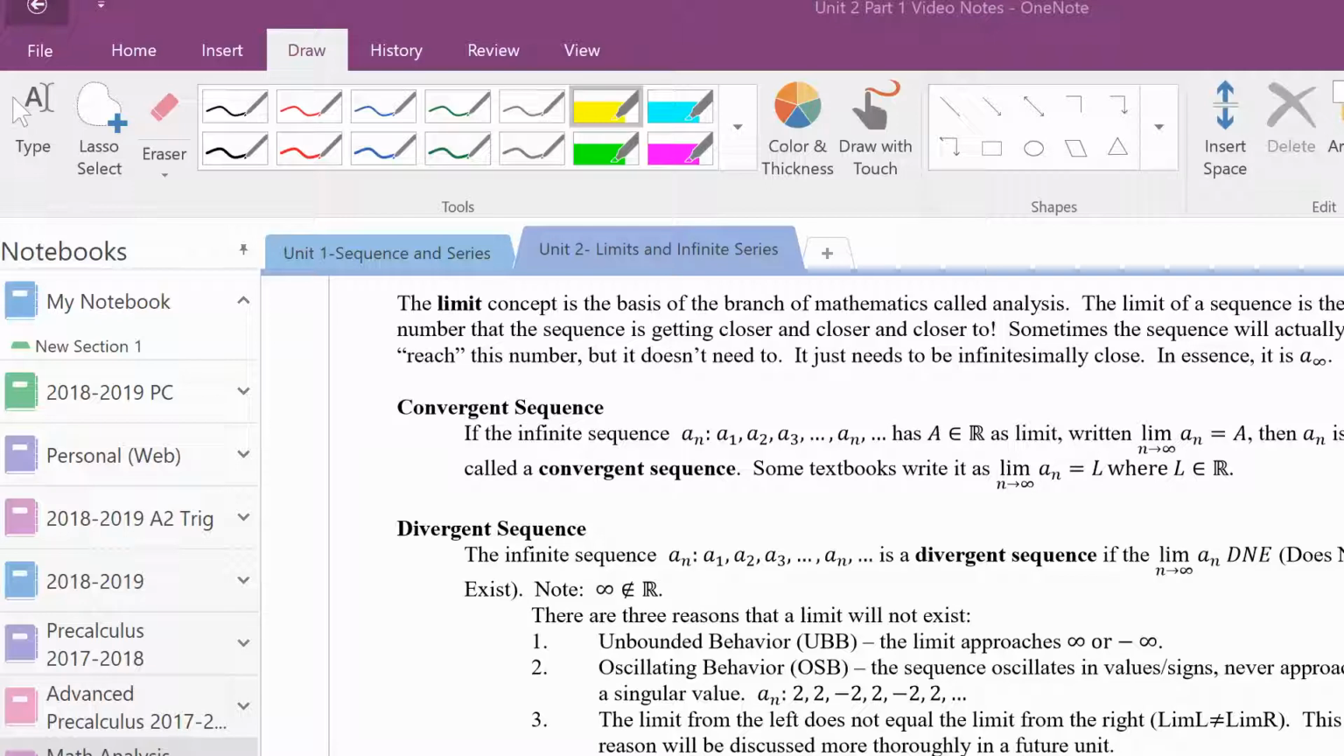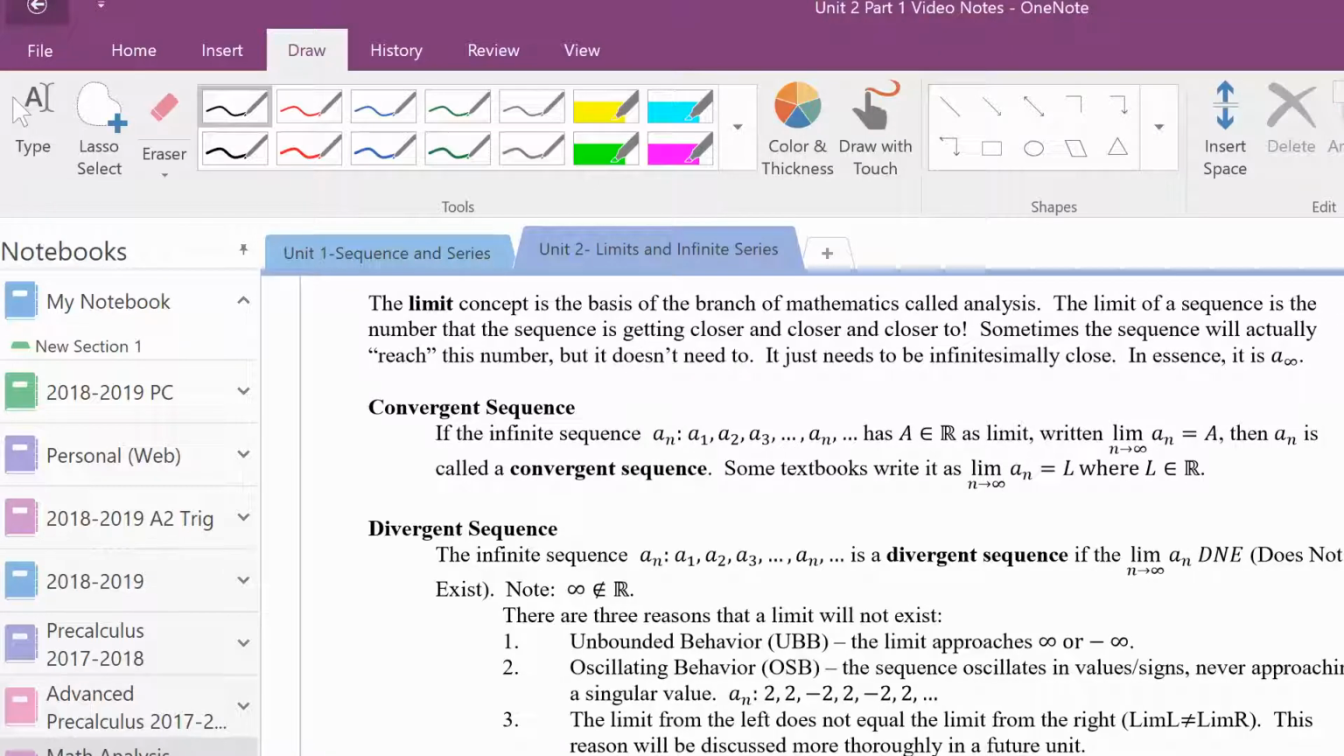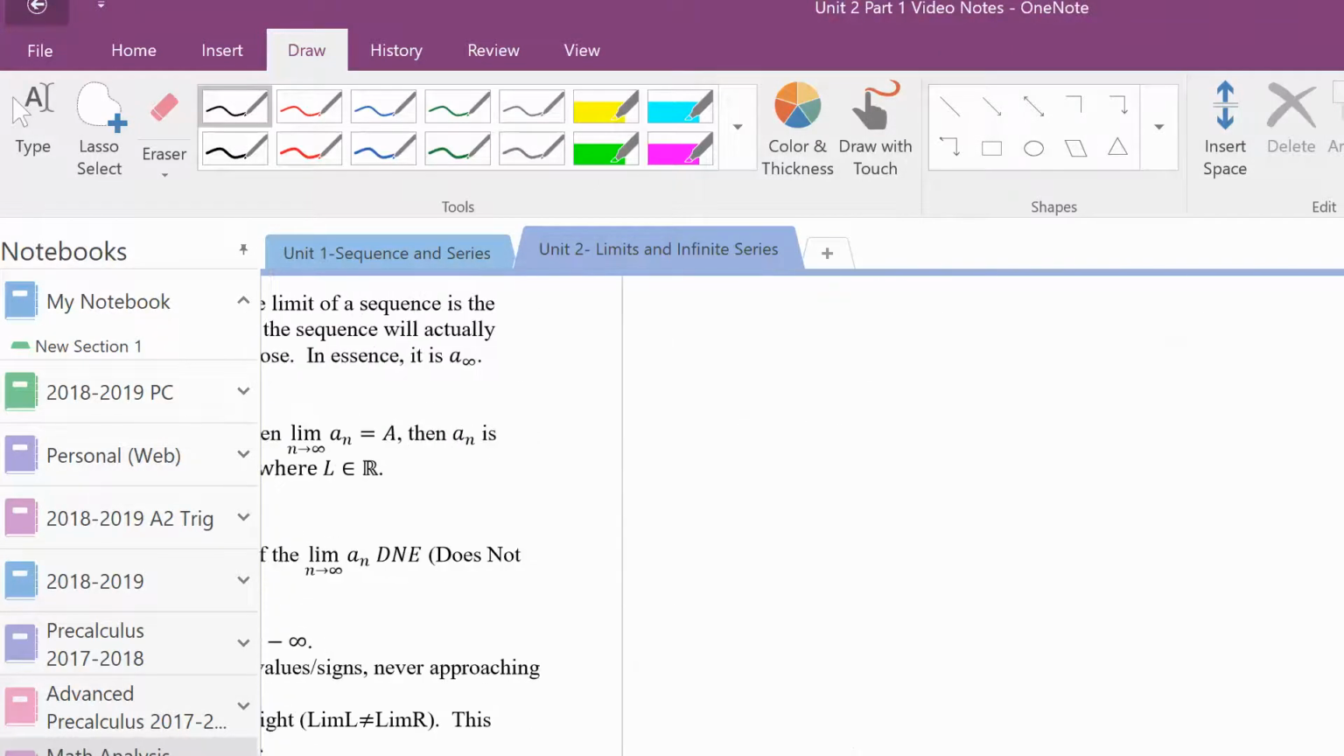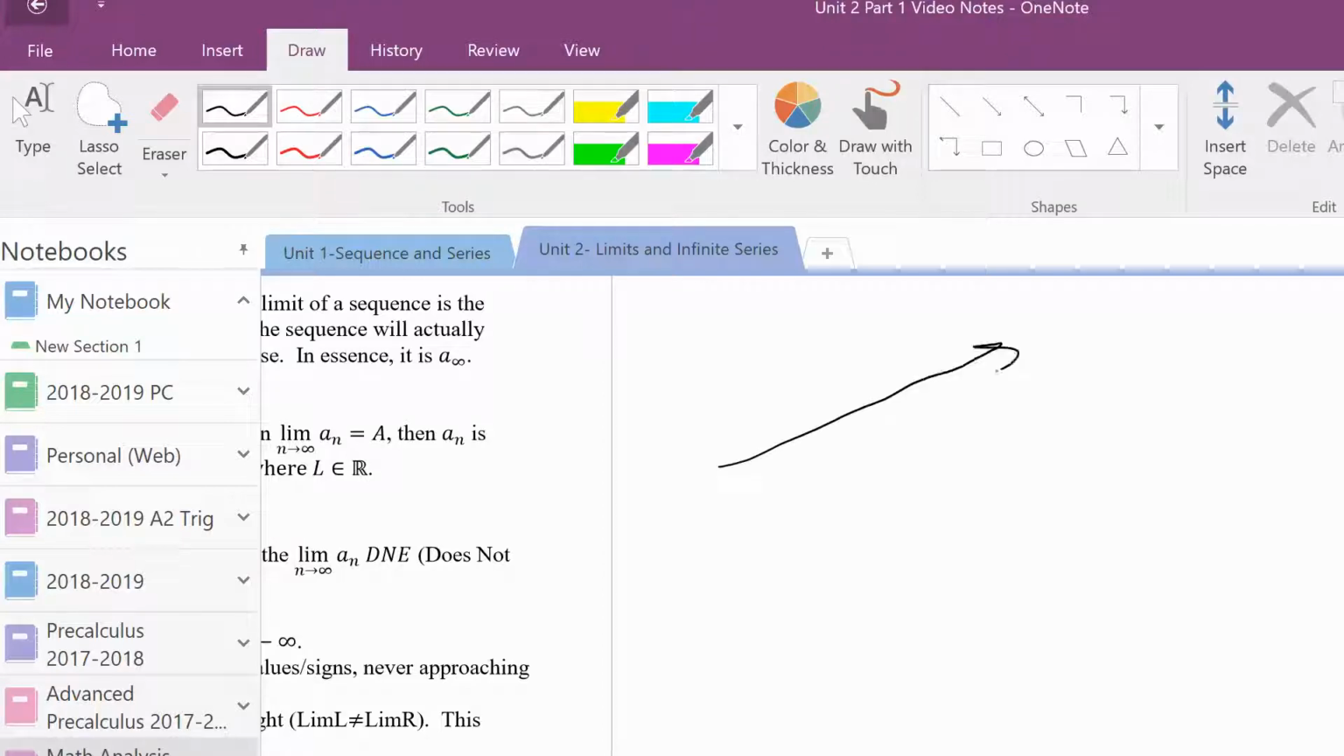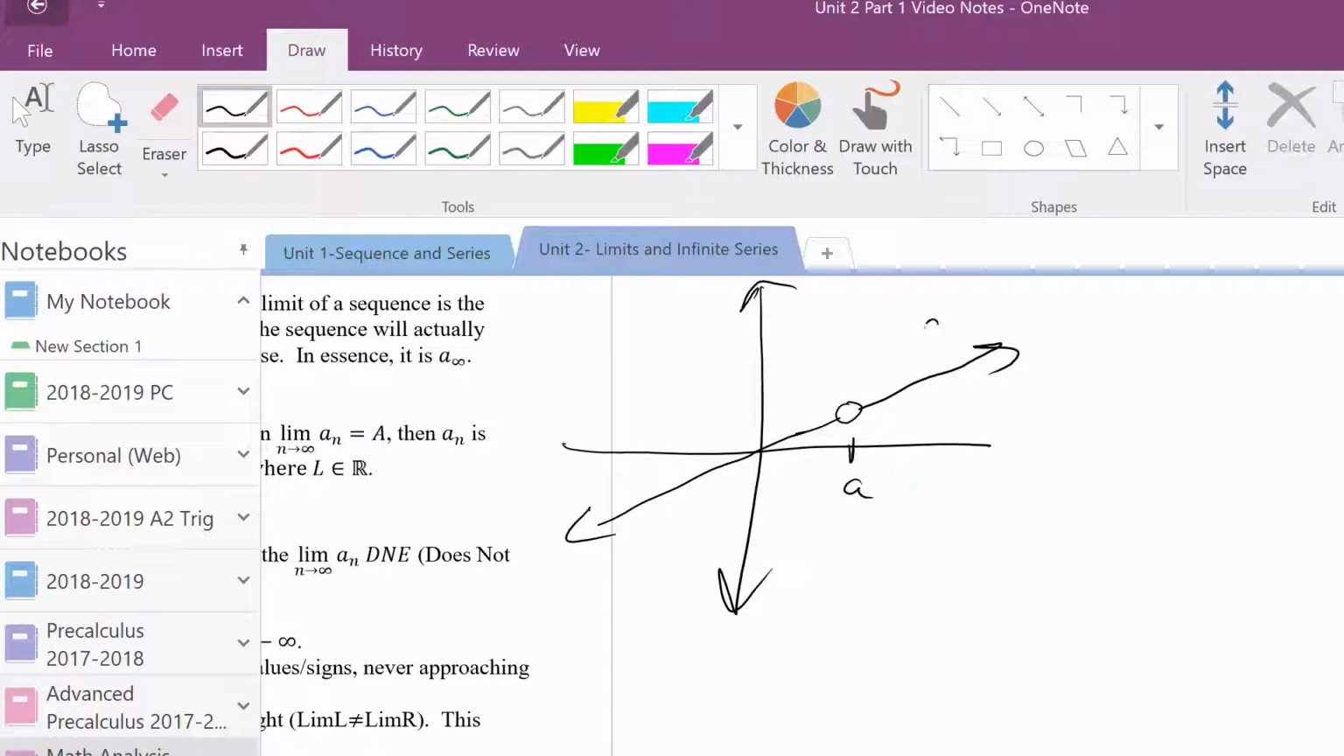And I gave an example in class. If you drew a line, and let's say here's the x and y axis. So here's x equals a. And these two people are on that line going towards x equals a.